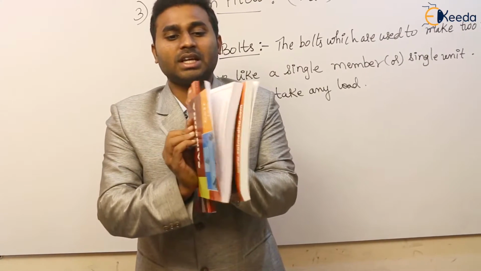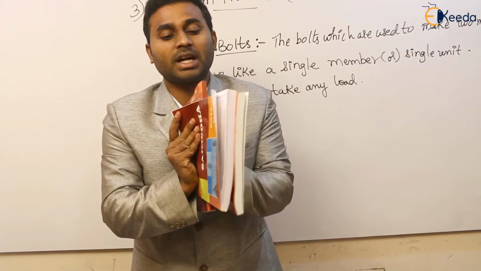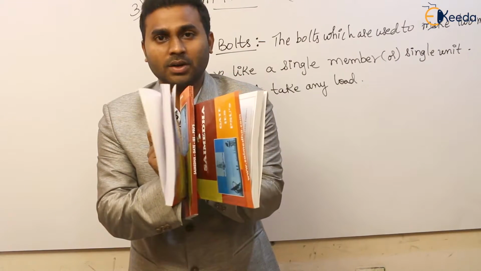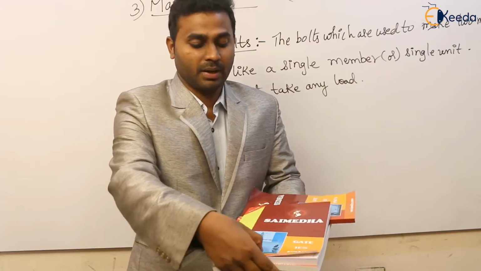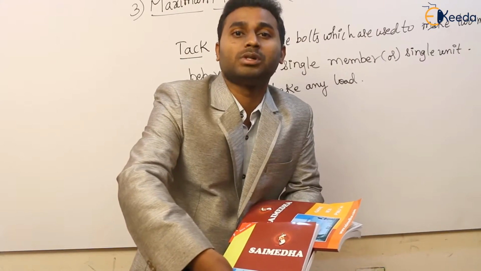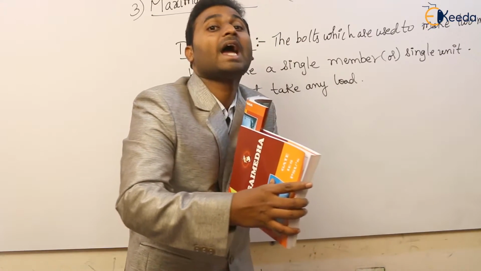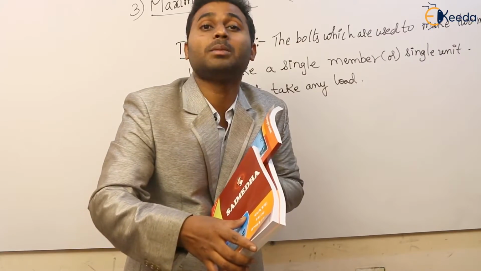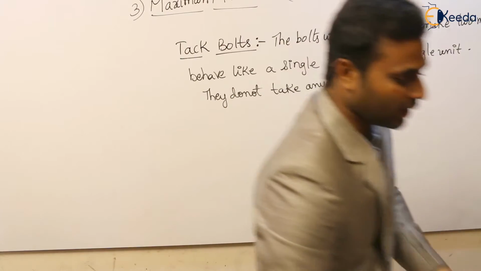Now chances are there for these two members to act individually. Agree or not? Why? Because there is no connection after the gusset plate. Yes or no? So to make these two members act like a single member, here we are going to provide bolts. Those are known as tack bolts. Tack bolts are provided only to make these members act like a single unit, so they will not take any load. The load is being taken by the structural bolts only. So that is the main purpose. I will show you in one diagram.